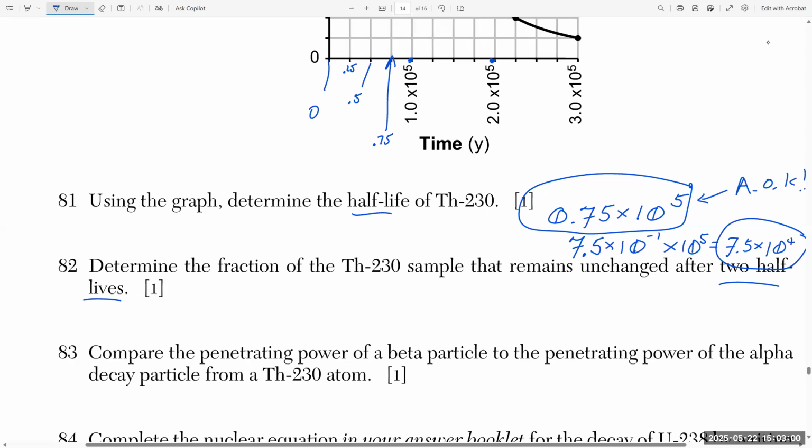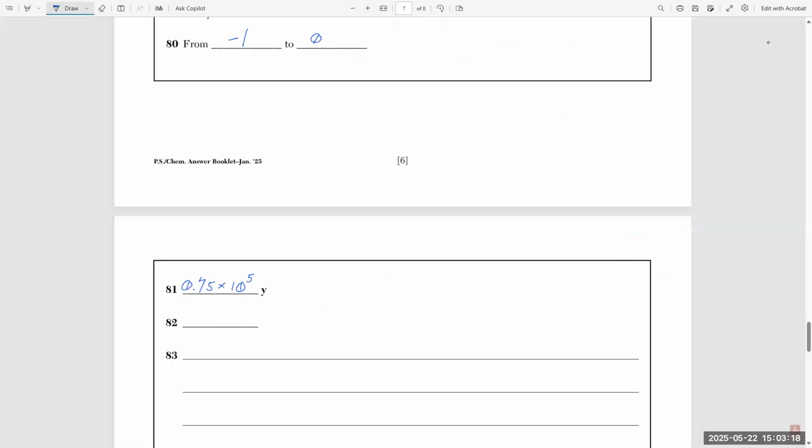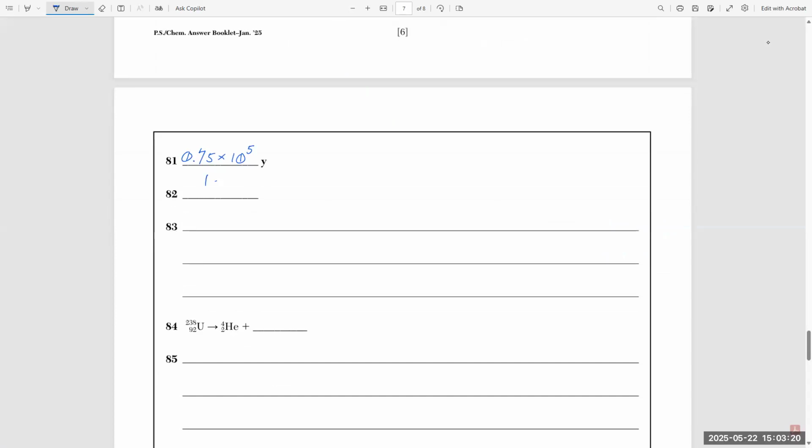So let's think about it. You start with a whole. After 1 half-life, how much is left? Half is left. After a second half-life, what happens? You ate half of the half. What's half of half, right? That's a quarter, right? Guys, we're done. That's the answer, right? So it's going to be 1/4. It's this easy, folks, right?